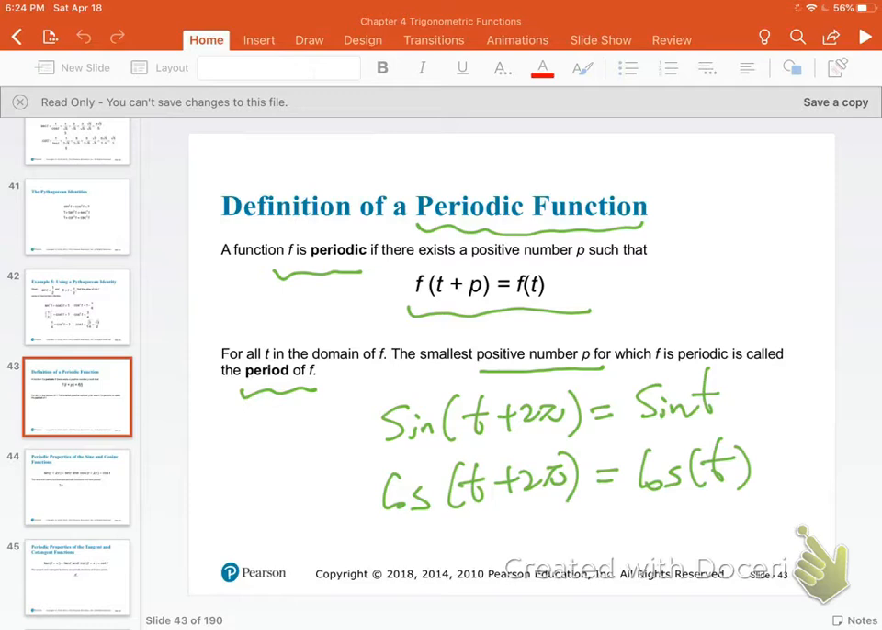So let's compare this with the definition of a periodic function. Here is the input t for the function, and this number is the period P.